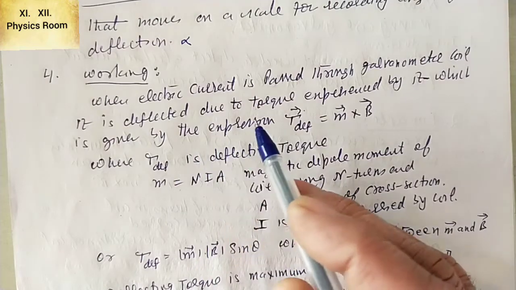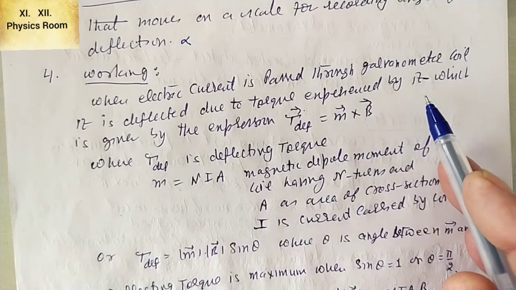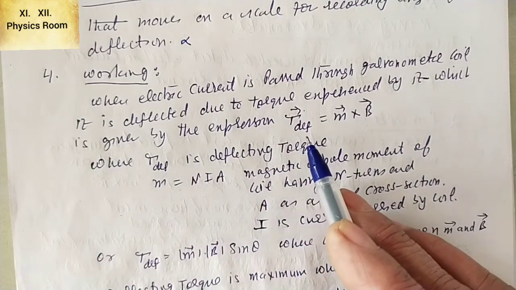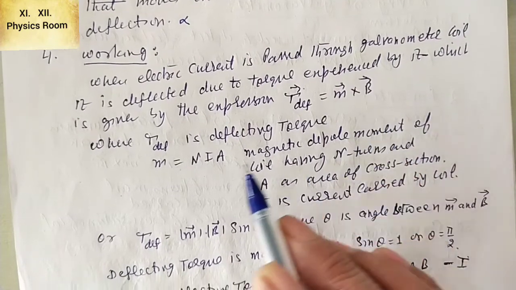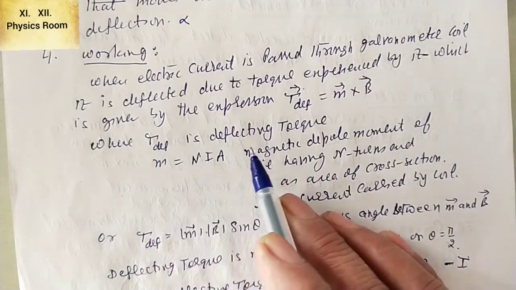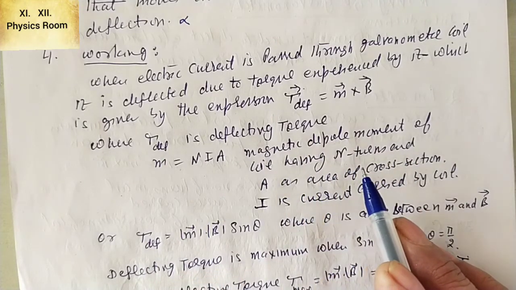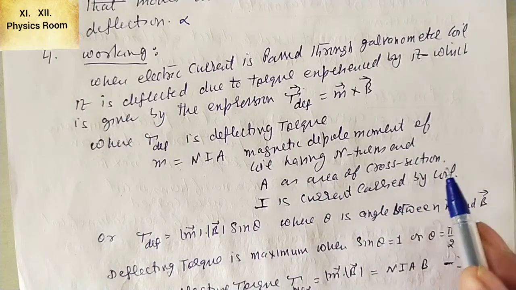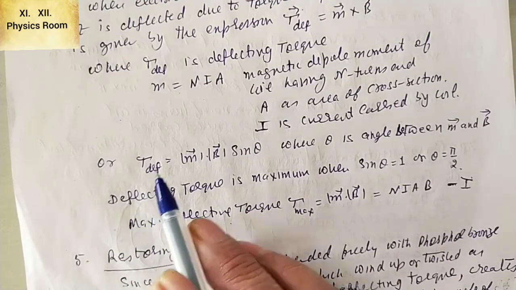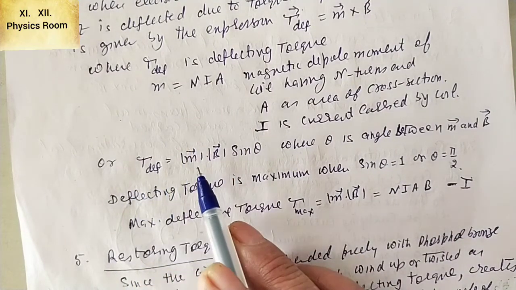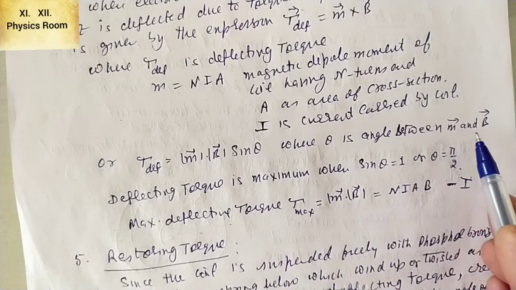When electric current is passed through galvanometer coil, it is deflected due to torque experienced by it, which is given by the expression deflecting torque tau DEF is equal to M cross B, where M is equal to NIA, magnetic dipole moment of the coil having N turns, A is area of cross section of the coil, and I is current carried by the coil. Now we can write deflecting torque is equal to mod M mod B sin theta, where theta is the angle between M and B.